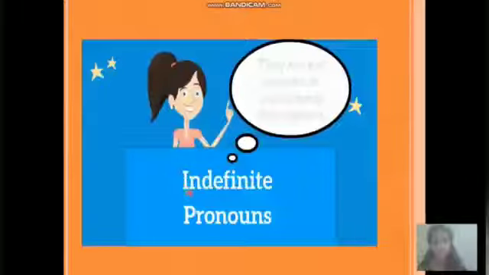The next type of pronoun that we are going to discuss is indefinite pronouns. So what are indefinite pronouns, children? They are not specific about which noun they replace. So what does this mean? Let us look at an example sentence.